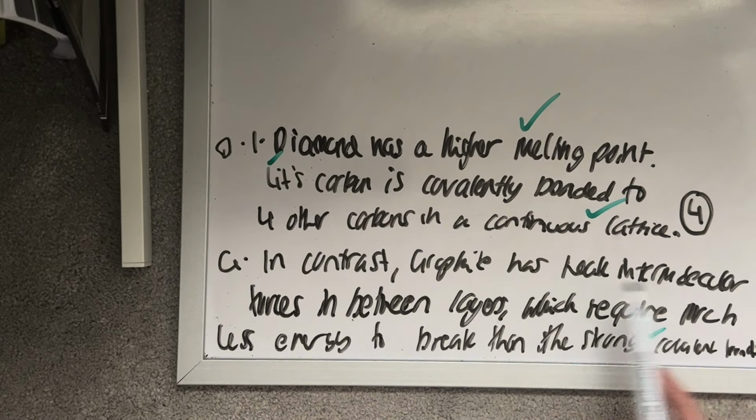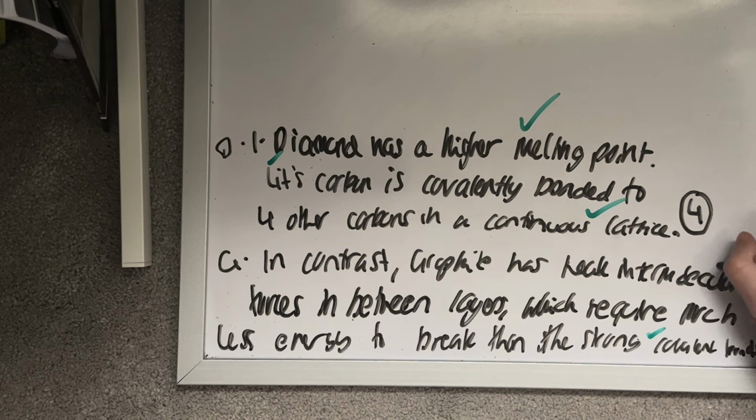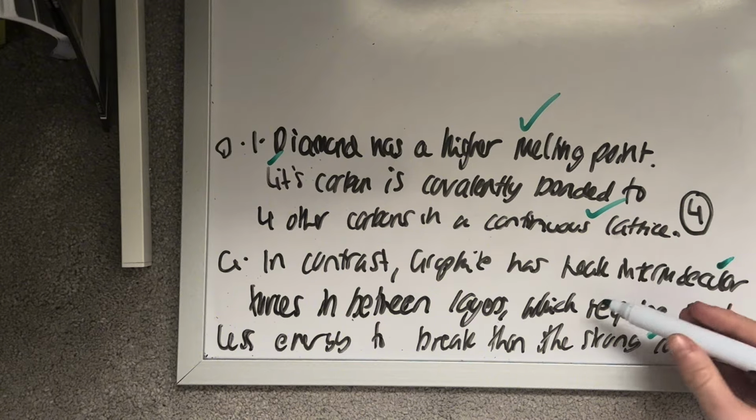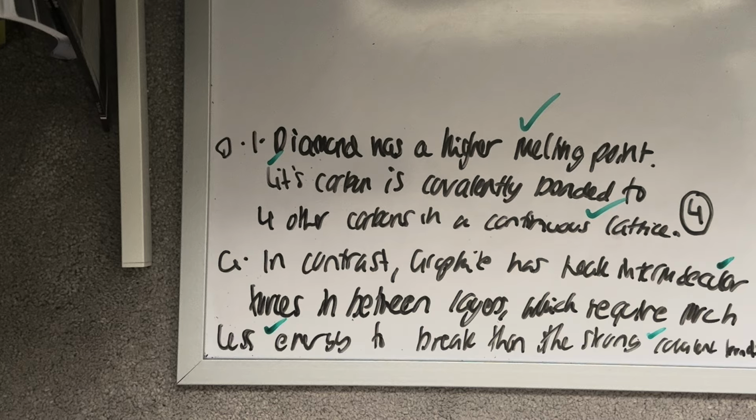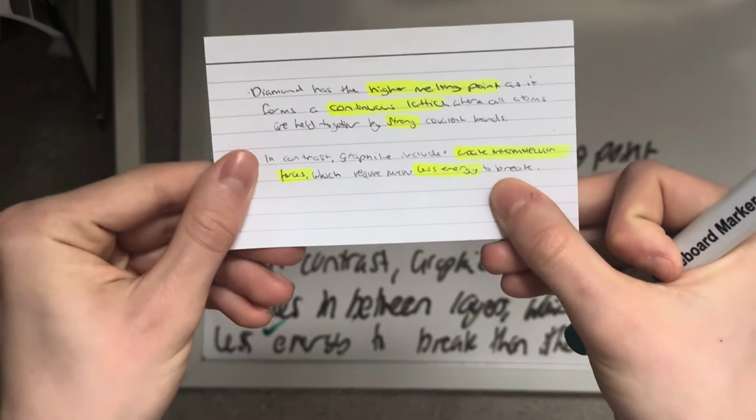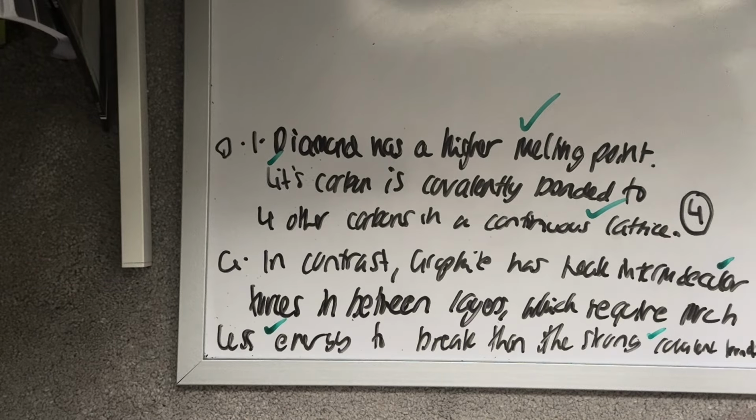And then graphene includes weak intermolecular forces, which require much less energy. So we've definitely got ourselves 4 marks there, which means I can tick this off and put it where the allotropes are. And then that's all for the whiteboard and flashcards. Let's go on to the next method.